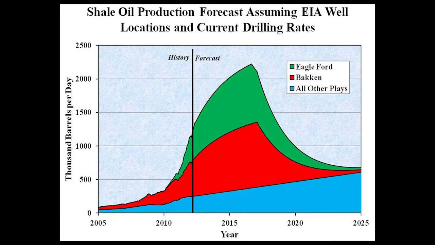Taking into account the number of drilling locations that are possible in the Bakken and the Eagle Ford, and this is just tight oil here, this isn't the shale gas, it's a different decline curve in that case, but just for tight oil, we foresee a peak and rapid decline in production around 2017. So not many years from now for the United States.